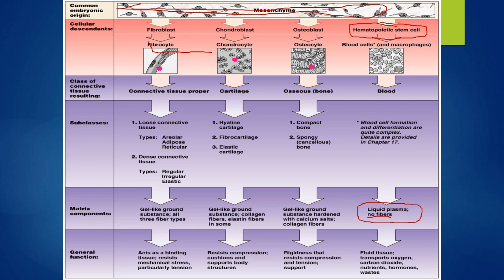In bone, the embryonic mesodermal stem cells develop into the osteoblasts, and then the osteoblasts develop into the mature osteocytes. So the primary cell type found in bone is the osteocyte. The extracellular matrix is a gel-like ground substance with collagen fibers that is hardened with calcium salts, which gives bone its hard as bone composition.